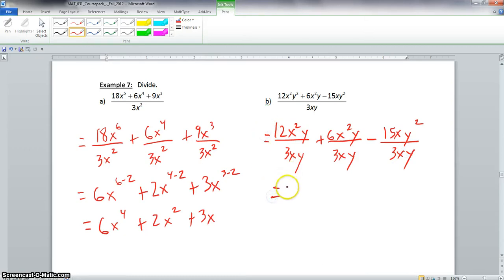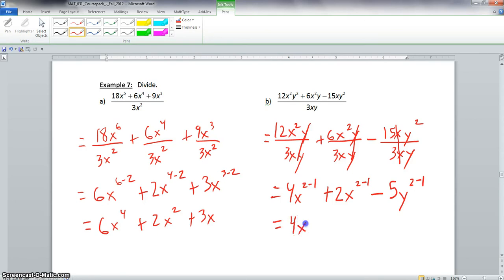So now, 12 divided by 3 is 4. X squared divided by x, we know that that's x to the 2 minus 1. And these y's simplify out. Plus 6 divided by 3 is 2. X squared divided by x is x to the 2 minus 1. And these y's simplify out. Minus 15 divided by 3 is 5. These x's simplify out. And y squared divided by y is y to the 2 minus 1.